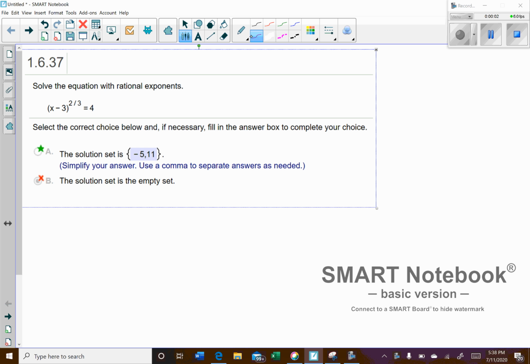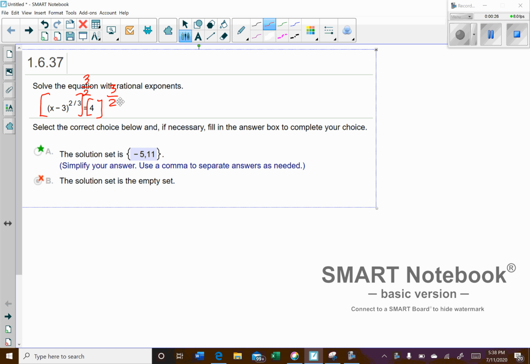Okay, so let's take a look at this. What's going on here, if you look at this, the top power, the 2, is squaring it, and the bottom power is cube rooting it. And so we want to nullify that. So what we're going to do is raise both sides to the reciprocal of that, which would be the 3 over 2 power, 3 over 2 power.